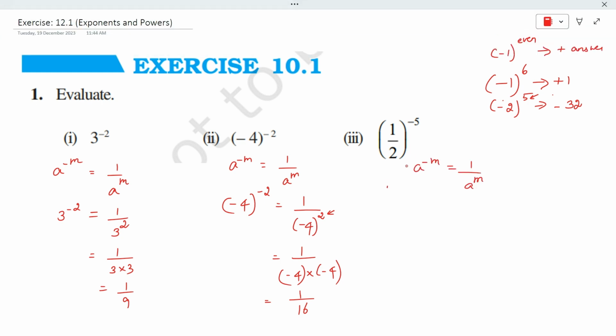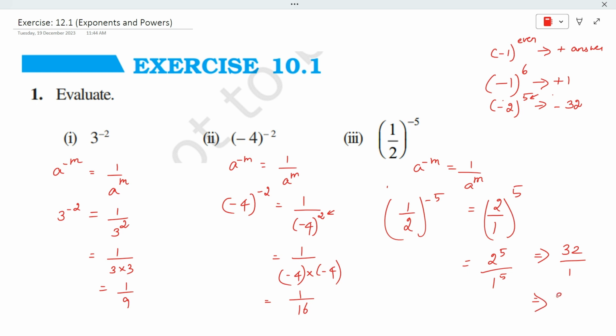Okay. Here the base is a fraction, isn't it? So what I'm going to do is just reciprocate. So 1 by 2 will become 2 by 1 and the negative power will become positive power. So it will give my answer as 2 power 5 by 1 power 5. You know 2 power 5 is 32 and 1 power 5 is 1. So 32 divided by 1 is going to give my answer 32.